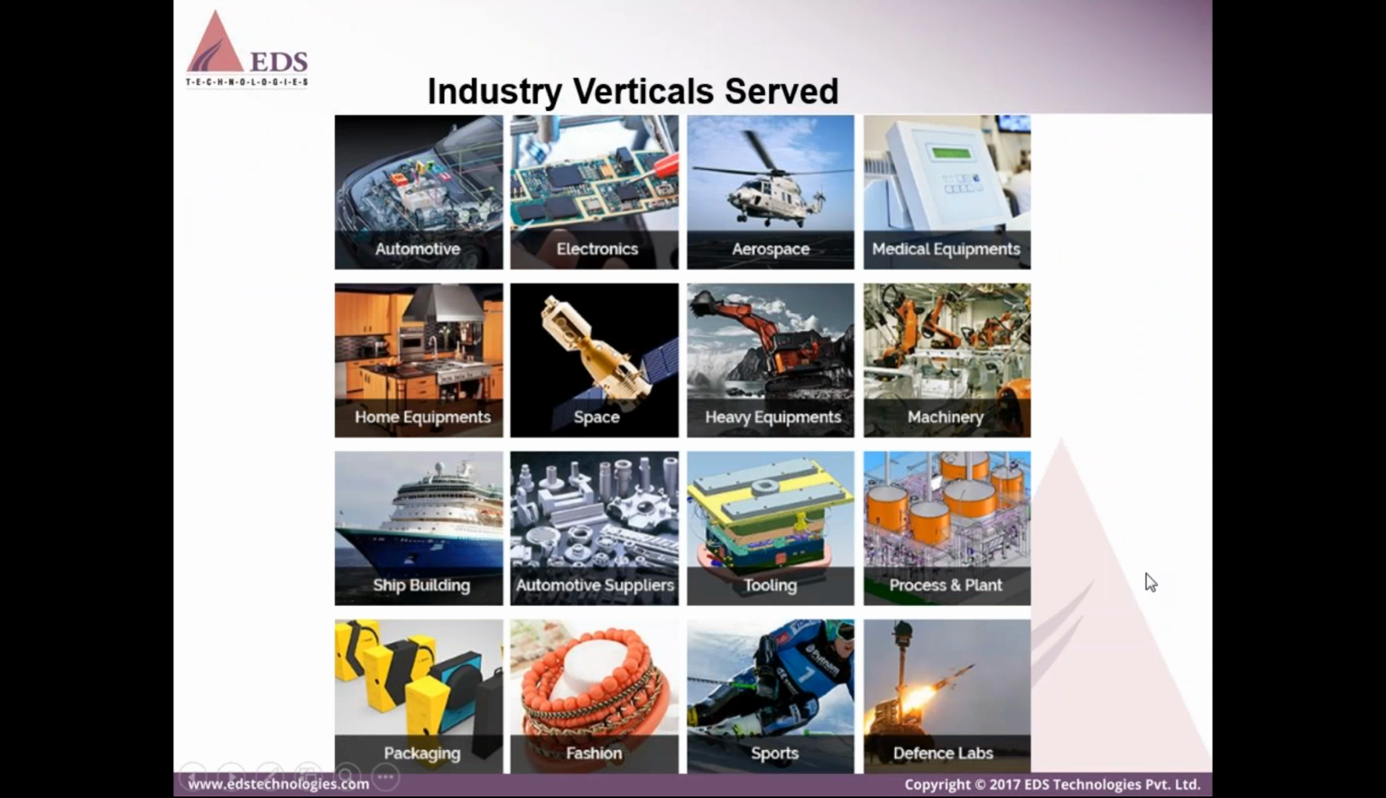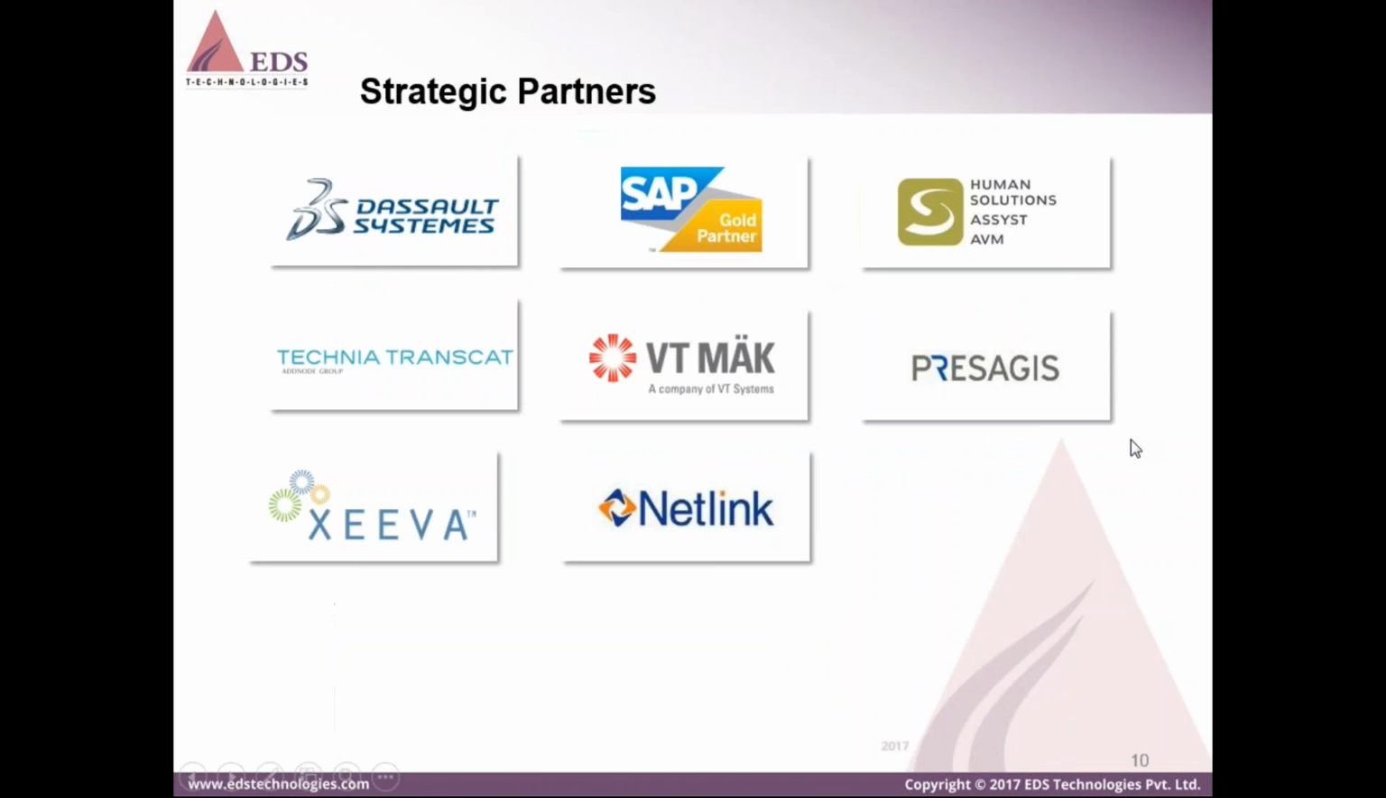These are the different industry verticals served. Almost all industry verticals, right from automotive, electronics, aerospace, tooling, shipbuilding, packaging, fashion, sports, are served by the different types of products we have in our portfolio. These are the strategic and principal partners to EDS Technologies: Dassault Systèmes, SAP, Human Solutions, and the others.